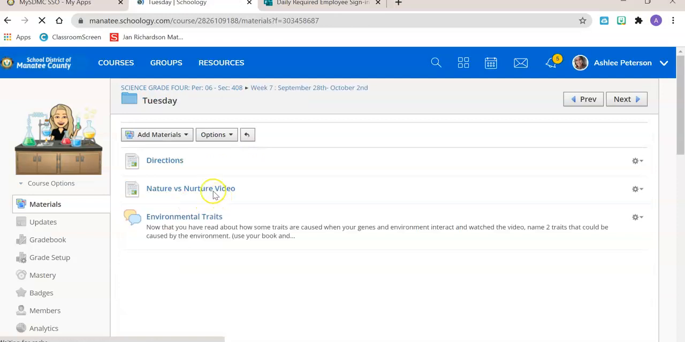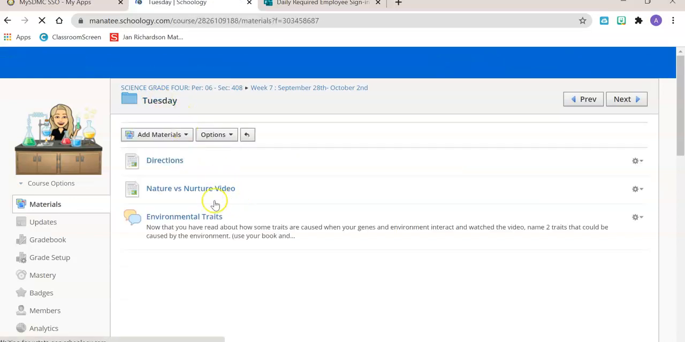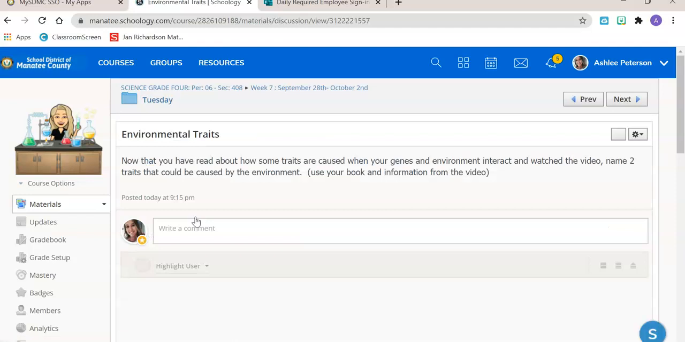On Tuesday, you are going to be reading pages 484 to 485 in your science textbook, and then you're going to watch the nature versus nurture video, and then you're going to complete the discussion board. And that discussion board is going to be you naming 2 traits that could be caused by the environment. Make sure you use your book and information from the video to help you complete that discussion board.